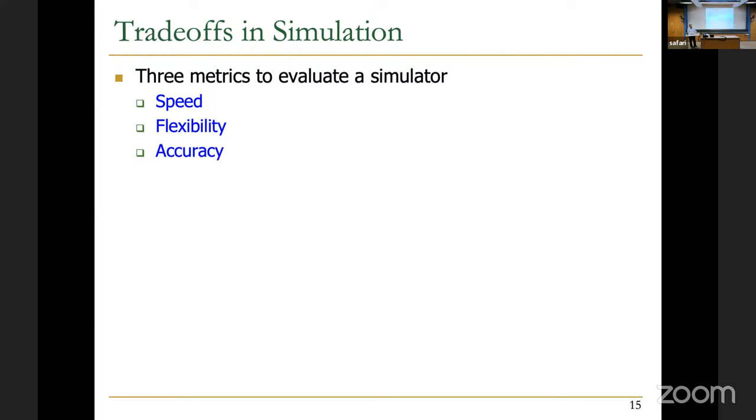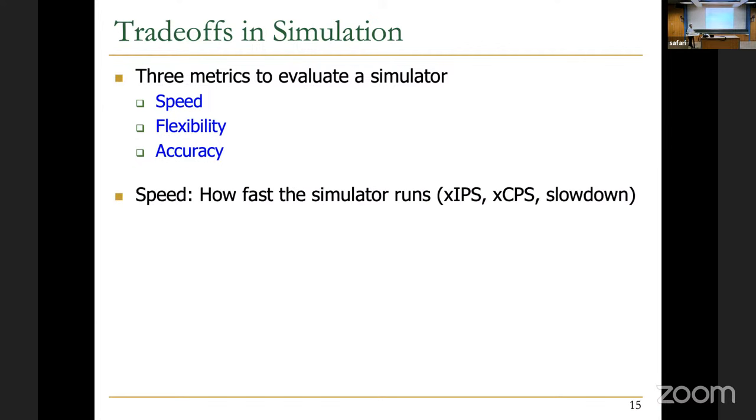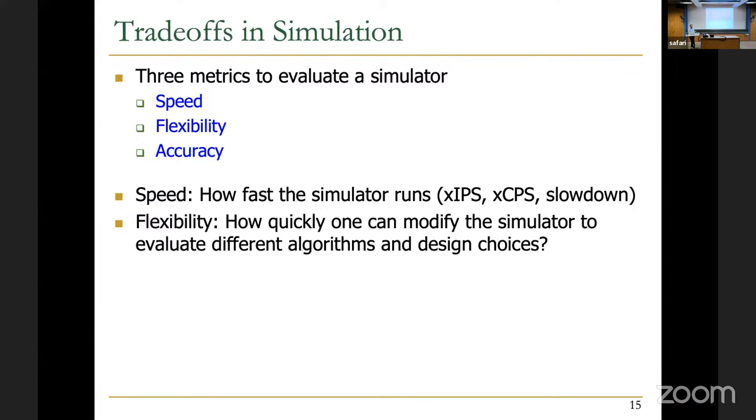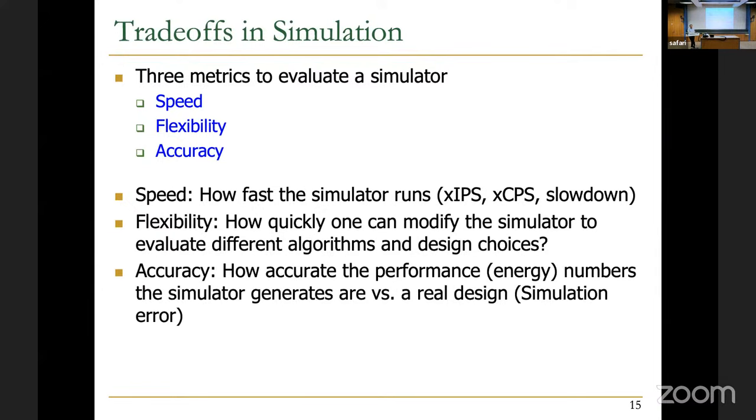There are also other metrics, for example, simulator development time and lines of code in the simulator, but we want to mostly focus on these three parameters. So speed is, as I said, how fast the simulator runs. Flexibility is how quickly one can modify the simulator to evaluate different algorithms and design choices. And accuracy is how accurate the performance and energy numbers the simulator generates are versus a real design, which we call the simulation error.